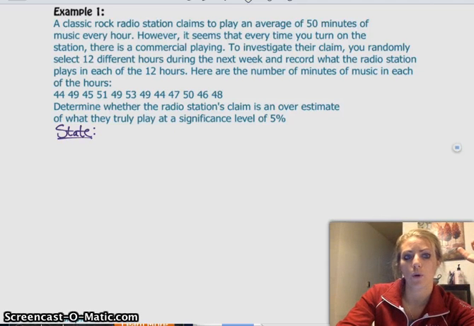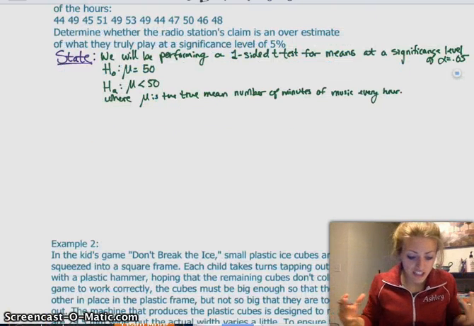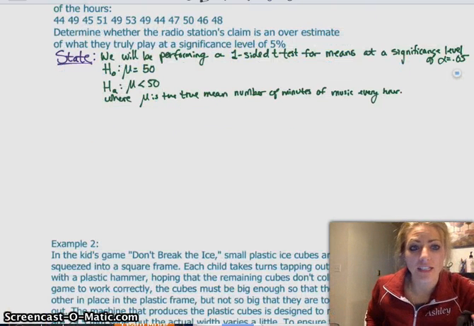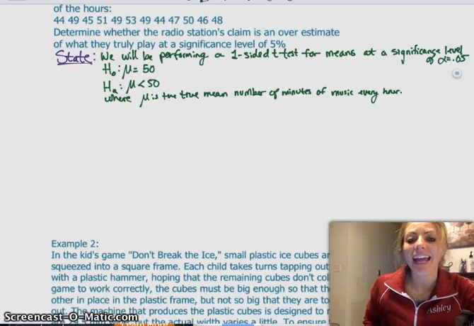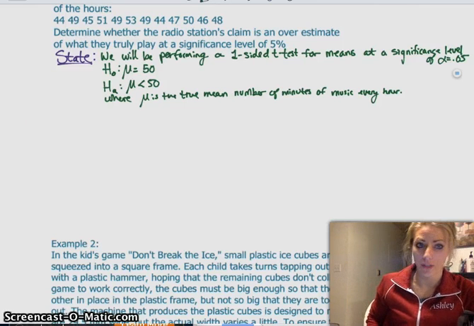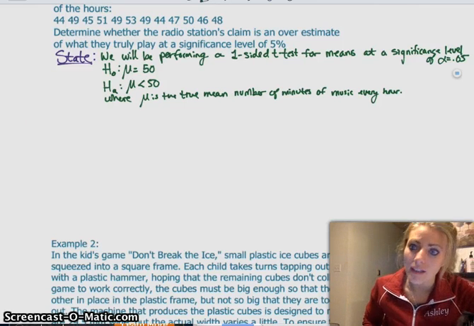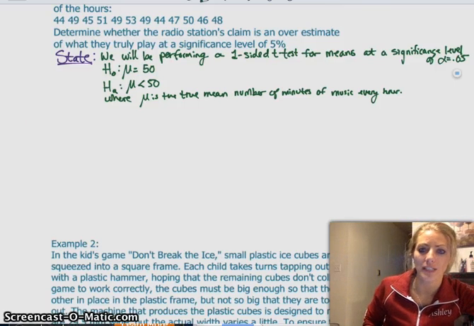t-test for means. Alright, so we've got our state down, we've stated our hypotheses, we've stated our significance level, and we've stated what test we're going to be doing. We're doing a t-test because we don't know sigma, at an alpha level of 0.05.